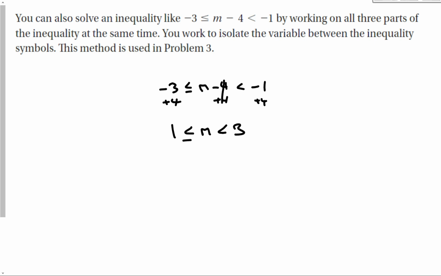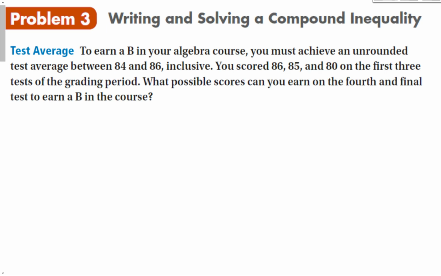Okay? You just have to be careful, though. Every time there's an inequality symbol, we have to do the same thing to all sides that are represented in the inequality. So let's use this method in problem 3.